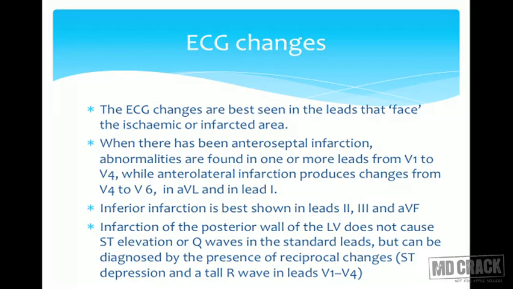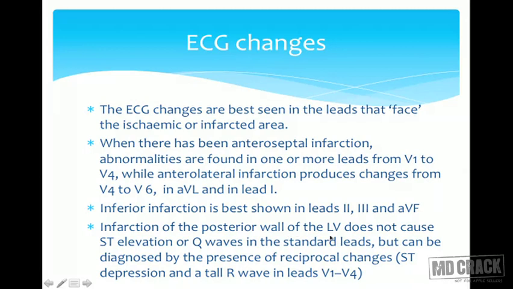When there has been an anteroseptal infarction, abnormalities are found in one or more leads from V1 to V4, while anterolateral infarction produces changes from V4 to V6, in AVL and in lead 1. Inferior infarction is best shown in leads 2, 3 and AVF.